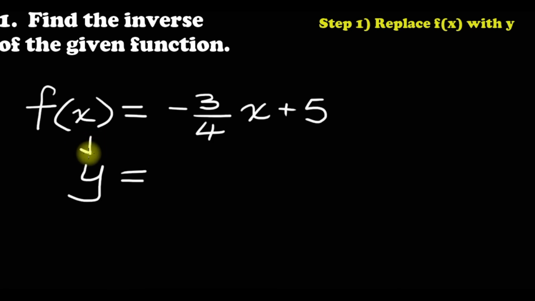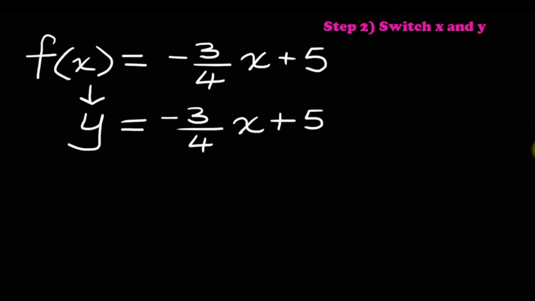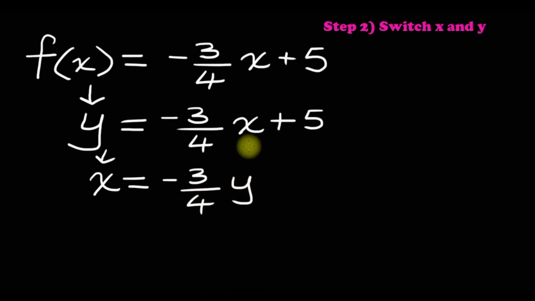So f of x is the same as y, negative 3 over 4x plus 5. Step 2 is to switch the x and the y. So the y is an x. Okay, see how the y becomes an x. Negative 3 over 4y. So your x is a y now. You switch the x and the y, and then plus 5.